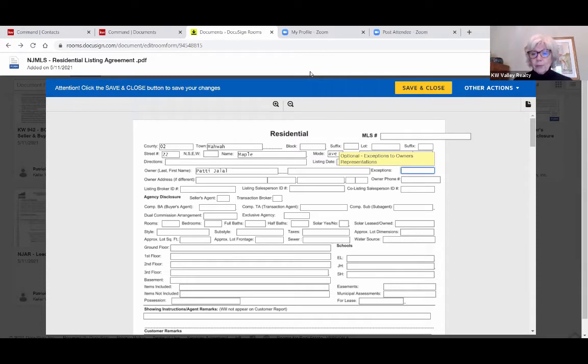Does anybody need for me to explain that again? Yes, please. Okay. An exception is someone who would be outside the listing agreement. Outside the listing agreement. In other words, a commission would not be due.